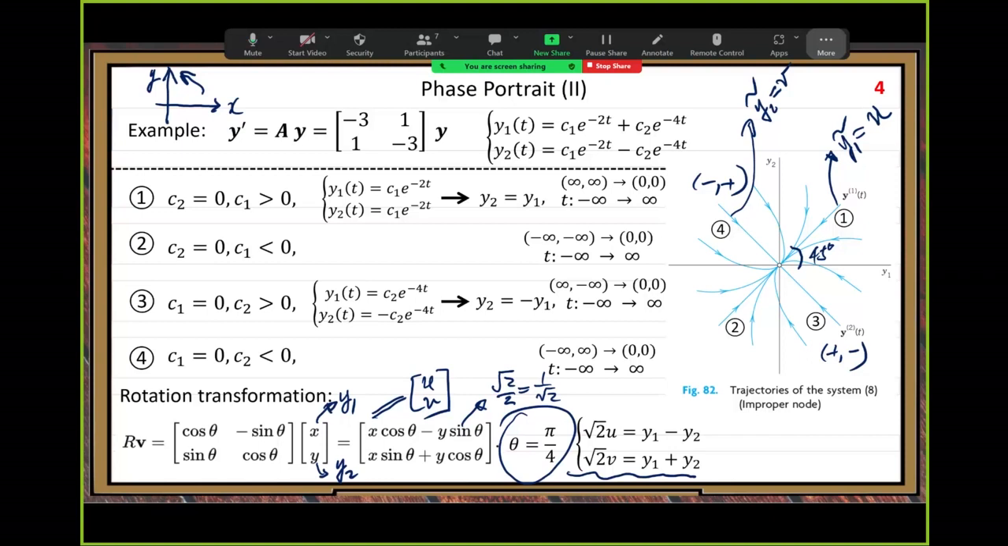So u is the new first coordinate and v is the new second coordinate, because here we do not use x, y. New first coordinate, new second coordinate, u and v. So the formula is like this.